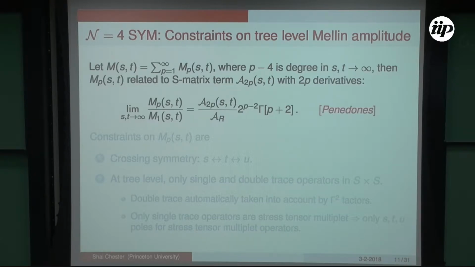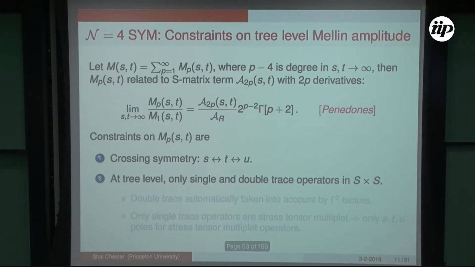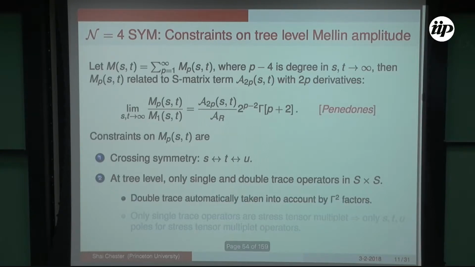So let's see what general constraints we have on Mellin amplitudes without knowing anything about the specific theory. This is very general. This has nothing to do with N equals 4 super Yang-Mills. So we have crossing symmetry, which is trivial in this case: you just exchange s, t and u. And then if we're concerned only with tree-level correlators, then we know that only single and double trace operators should appear in the OPE. The gamma functions automatically take into account double trace operators. That's why they're there. In a sense, this is a definition. The reason we use that definition of the Mellin amplitude is that we don't have to worry about double trace operators. Their poles are at precisely the values where double trace operators would be. So this means we only care about single trace operators.